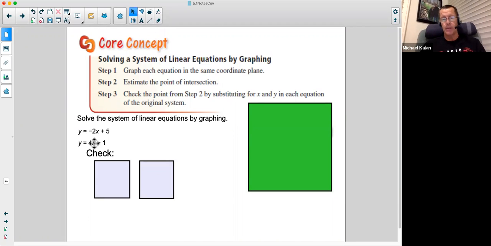Looking at these two equations, I recognize they're in a certain form. That's a very handy form for graphing. Yes, they're in slope-intercept form, y equals mx plus b. So we know how to graph those. So why don't you go ahead and try and graph those?